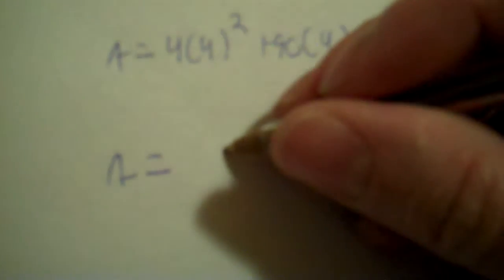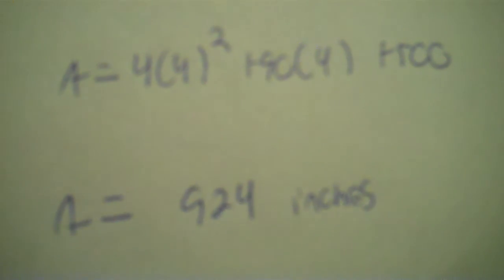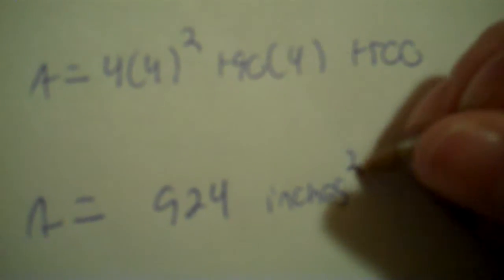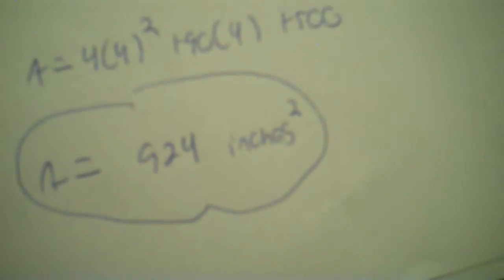Okay, so 4 parentheses 4 to the second, whoops, caret 2, okay, plus 90, parentheses 4, plus 500. I got 924, so A equals 924 inches, but it's square inches. You can put square inches, you can put it to the second power, I don't care what, okay, square means second power, but yeah.